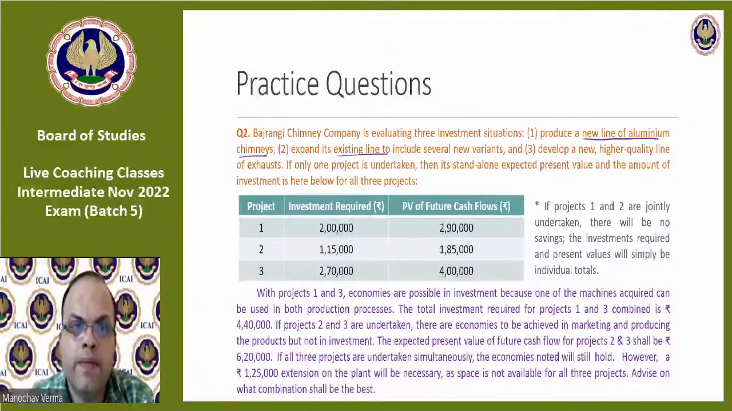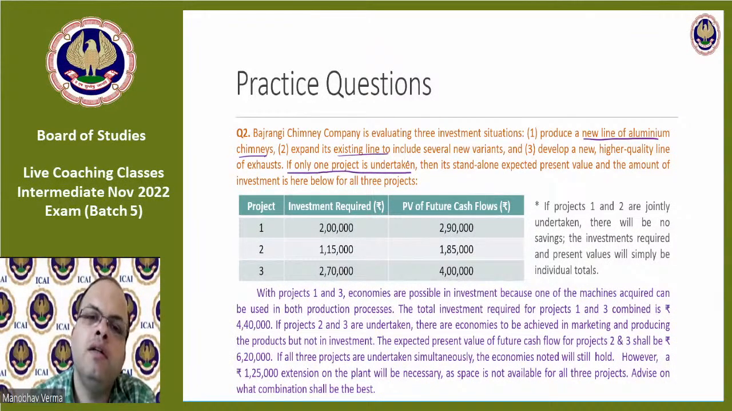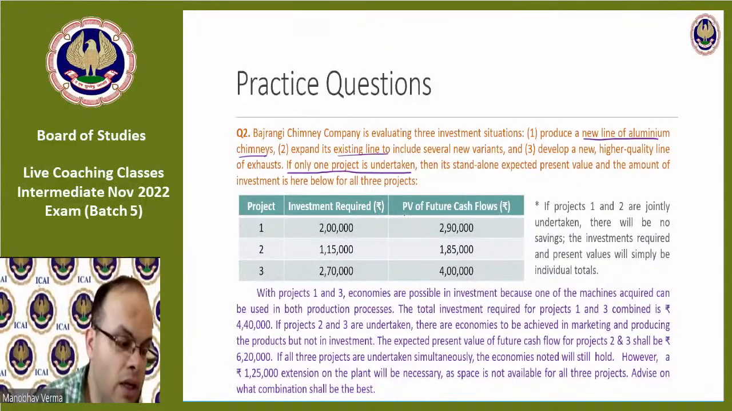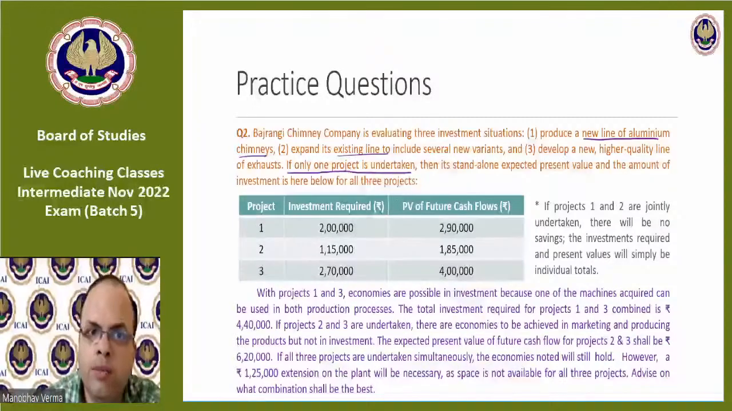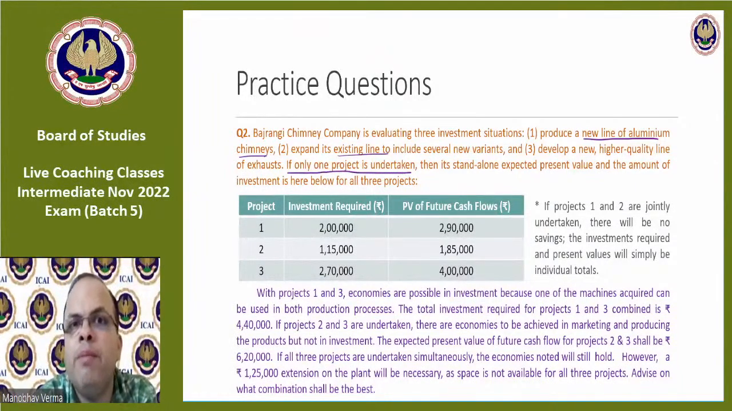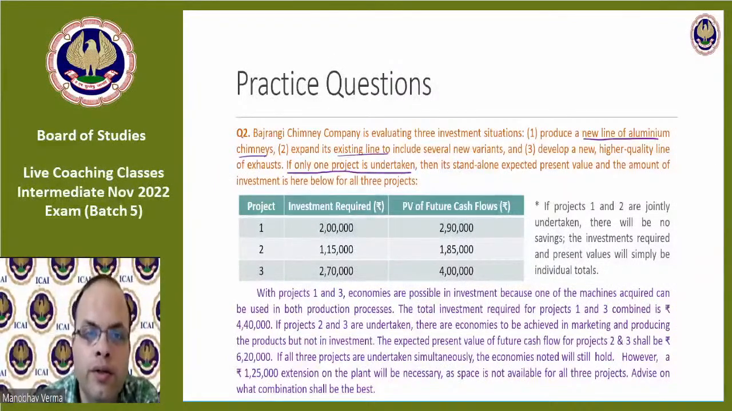Look at this. If only one project is undertaken, then the standalone expected present value and the amount of investment are given below. What we are trying to say is that if we are evaluating independent projects, we are given the investment and the present value of the future cash flows. That's very interesting, right? In this question, we are not even going for any calculations, to be very honest. But what we need to be very careful about is the maximum permutations and combinations of the projects that can be given to us.